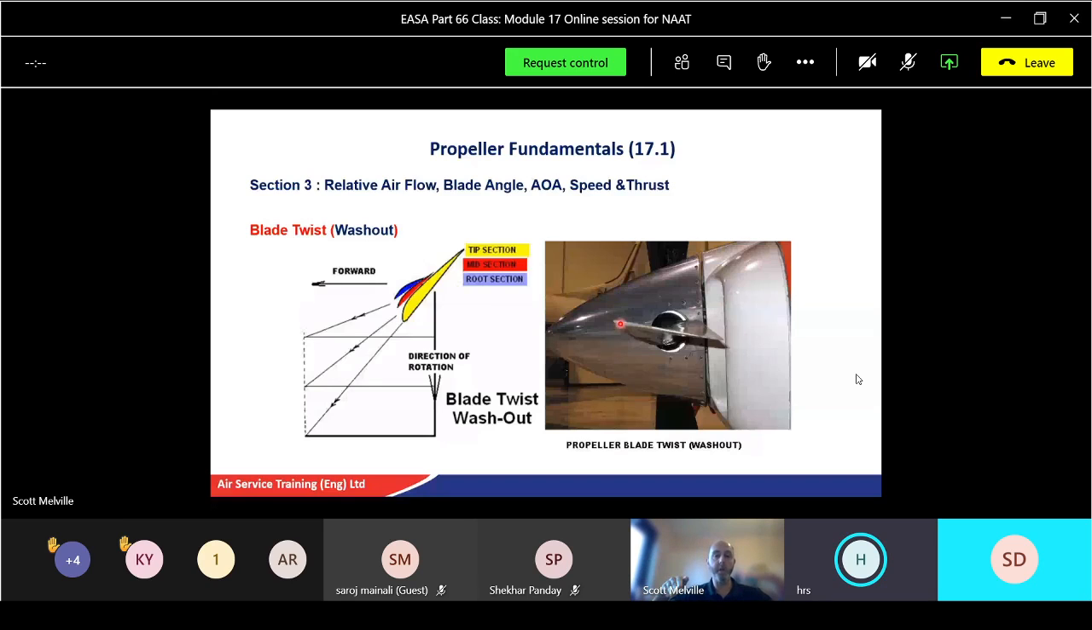Because imagine if it's pointing up the way, as it's rotating, it would give a lot of force going the wrong way. So it's like a wing on an aircraft, the washout is always twisting towards or down in the forward direction. That's an important thing to remember there as well. Okay.